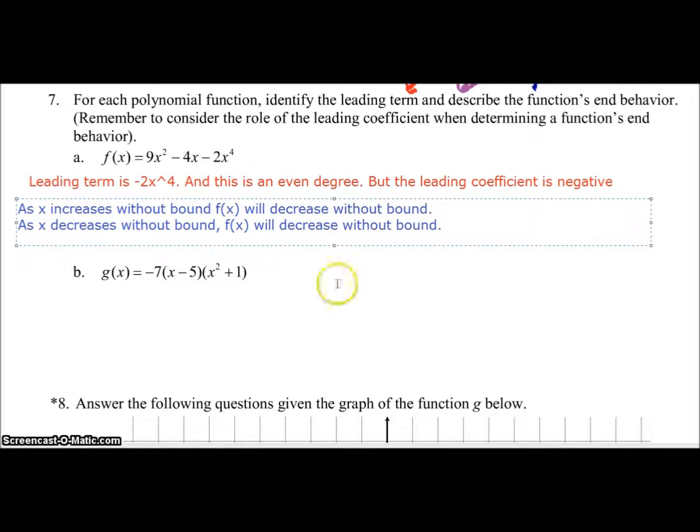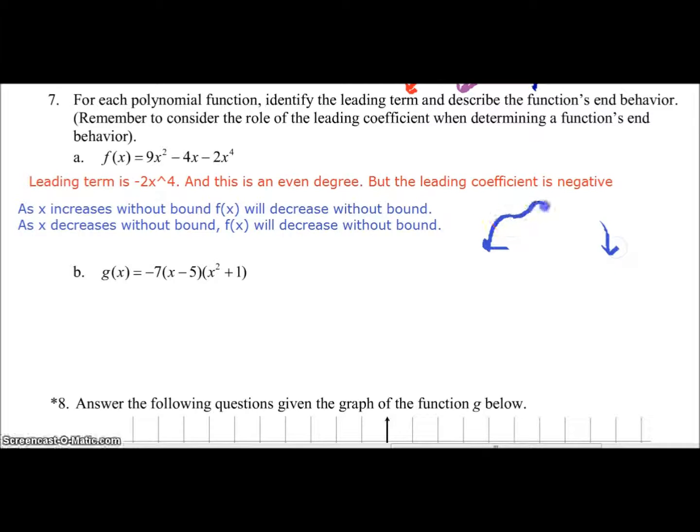Essentially what this means is we're just dealing with the end behavior. So regardless of what happens in the middle, at the end behaviors the function is just going to go down. We could do all sorts of crazy stuff in here, but at the end behavior, the function is going to go down to negative infinity in both cases.